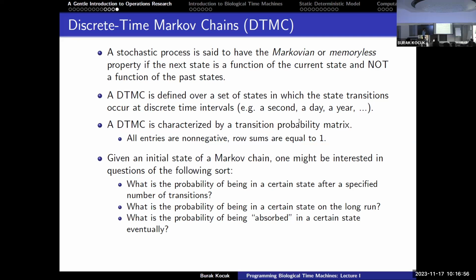For example, the first one I already talked about: the probability of being in a certain state after a specified number of steps. Then the long-term probability of being in a state, or the probability of being observed in a certain state. Of course, you cannot answer questions 2 and 3 at the same time, because a Markov chain doesn't allow this to happen.